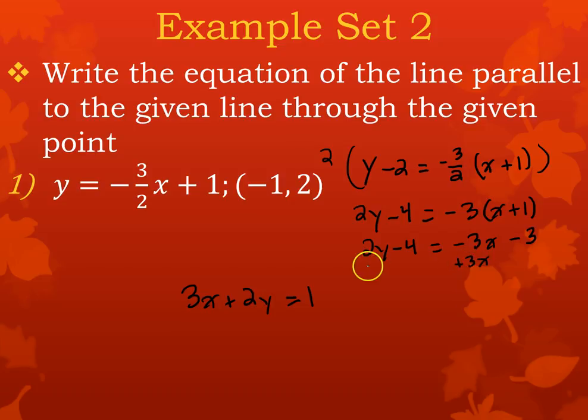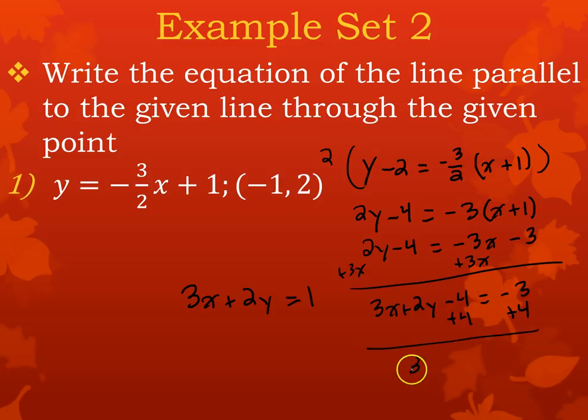I add 3x to both sides. 3x plus 2y minus 4 equals -3. I add 4 to both sides. 3x plus 2y equals 1, and that's how I got that answer. So don't forget to do that whenever you have a fraction that does not go into it nicely.